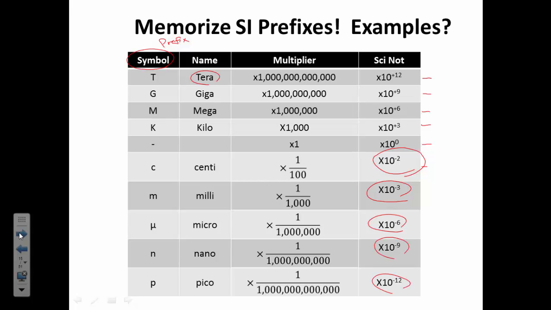Everything here is going by powers of 3. The power of 2 here is one oddball, a fairly common one we end up using. But for the most part in physics, we go by groups of 3. And by the way, you can look up these numbers.